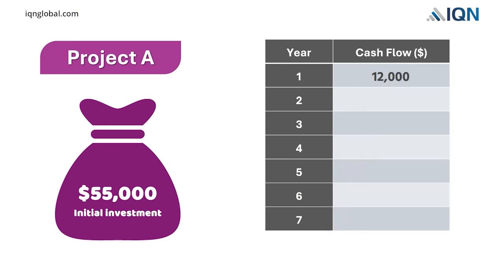In year 2, the cash flow is $15,000. In year 3, the cash flow increases to $18,000. In year 4, the cash flow remains steady at $18,000. In year 5, the cash flow rises to $20,000. In year 6, the cash flow decreases slightly to $16,000. And finally, in year 7, the cash flow is $15,000.